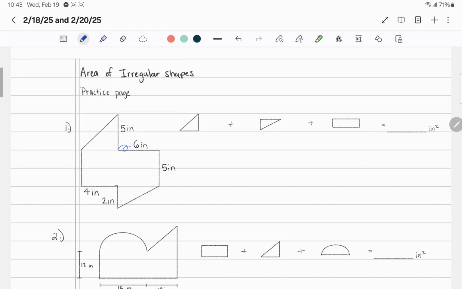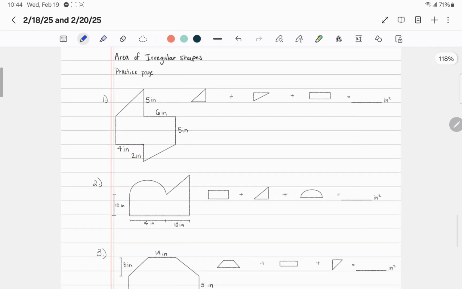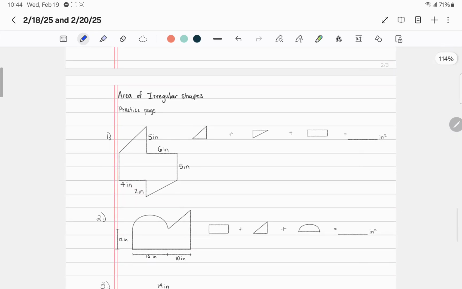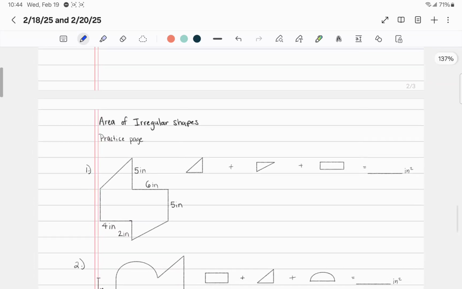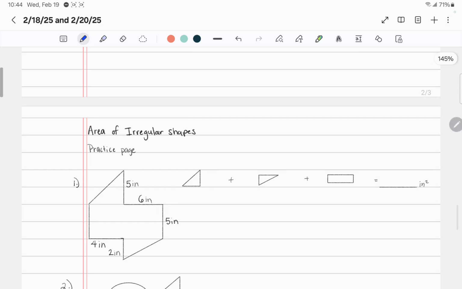So if you have a pencil, just mark off right here and mark off right there to make your rectangle, okay? And then you have 2 triangles this time. The rest, you guys have to do them, all right? So go ahead and do that, and then we'll pick up from here next video.